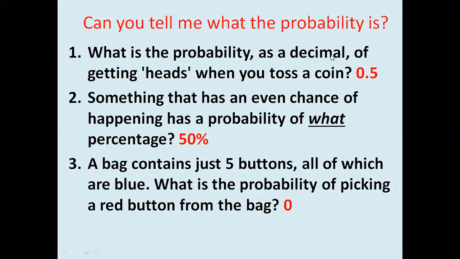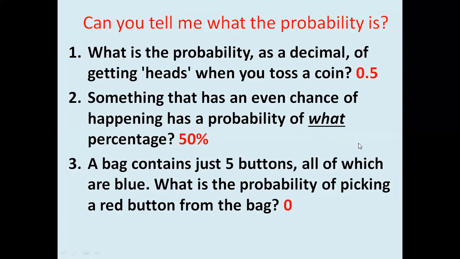Look, what is the probability as a decimal of getting heads when you toss a coin? As a decimal, it's 0.5. Something that has an even chance of happening has a probability of what percentage? Even chance means half. Always, even chance means half the outcomes. So as a percentage, half the outcomes means 50%.